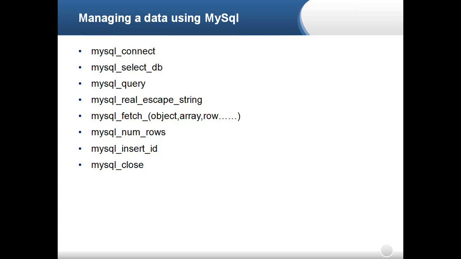mysql_num_rows, which will return the number of rows fetched by your identifier. mysql_insert_id: when you have an auto-incremented column, you're not sending the auto-incremented value. You will just pass the values which are essential to insert into the database. Then the database will auto-increment the primary key or the unique or whatever auto-incremented column is there. So what ID is being inserted at that time? To know that, we can use the mysql_insert_id function, which will return the latest inserted auto-incremented ID.